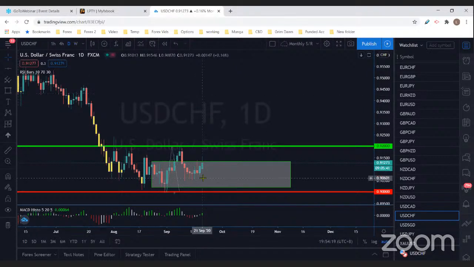So again, what I need price to do is for price to break, retest. If on the retest, I'll actually go for a long position. It's a rather simple setup. Yeah, so don't really complicate it.